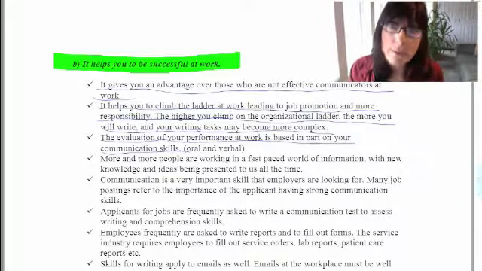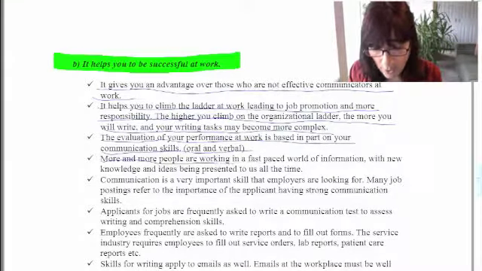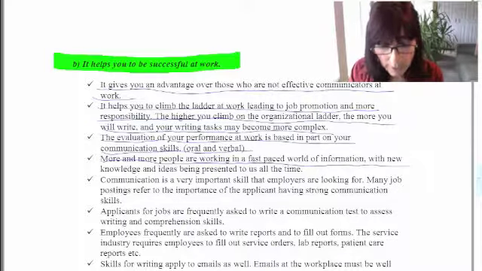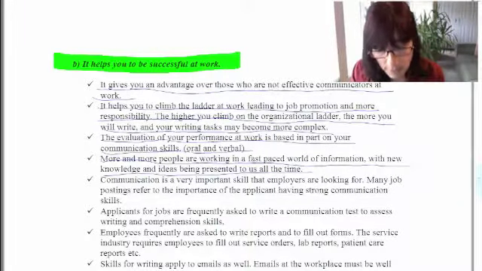And that's not only your written skills, but also your verbal or oral skills. More and more people are working in a fast-paced world of information, and new knowledge and ideas are presented to us all the time, and so communication is also effective in this area.